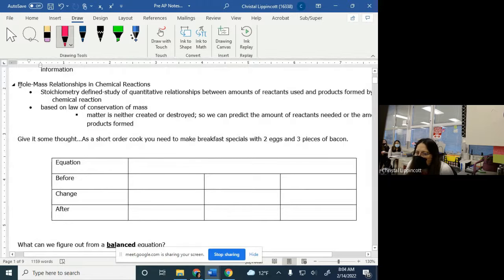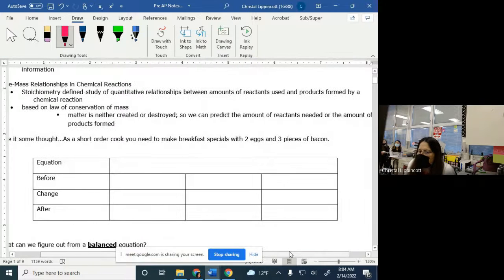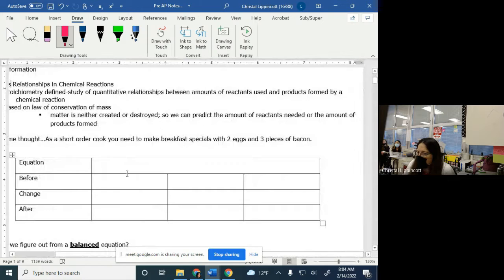We're going to talk about these mole to mass relationships. We already started to look at that in chapter 10. Stoichiometry is going to allow us to move from the reactants into the products and vice versa. You have to have conservation of mass, which means that you have to start with a balanced equation. Since matter can't be created or destroyed, you have to have a balanced equation to start with. Does that make sense?